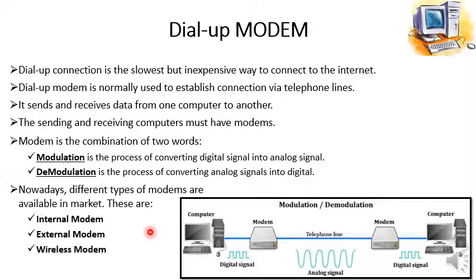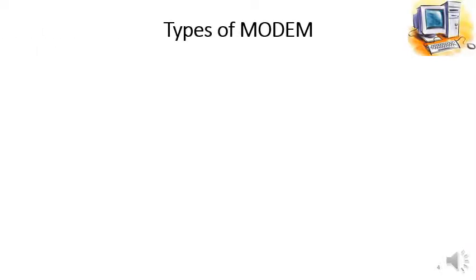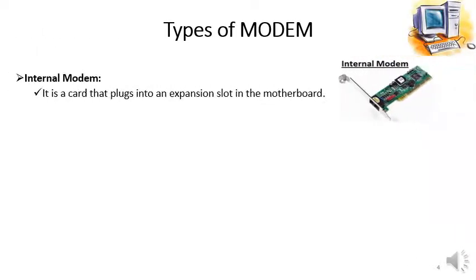Nowadays different types of modems are available in the market. These are internal modem, external modem and wireless modem. Types of modem. Internal modem: it is a card that plugs into an expansion slot in the motherboard. This is the picture of the internal modem that is installed in our computer and connected with the motherboard inside the system unit.